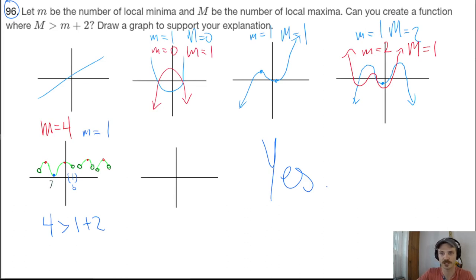And this is clearly a local min. This is a function, right? It passes the vertical line test. We don't have any issues with there being parts of the real number line not included in the domain. The problem doesn't say anything about that.